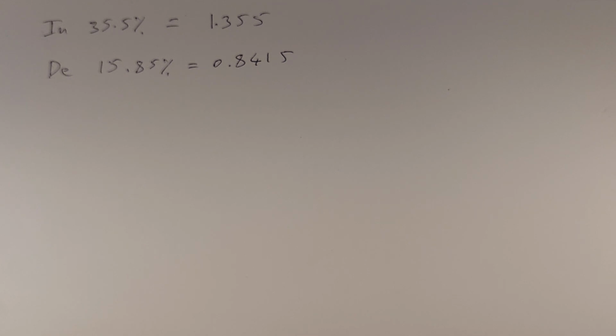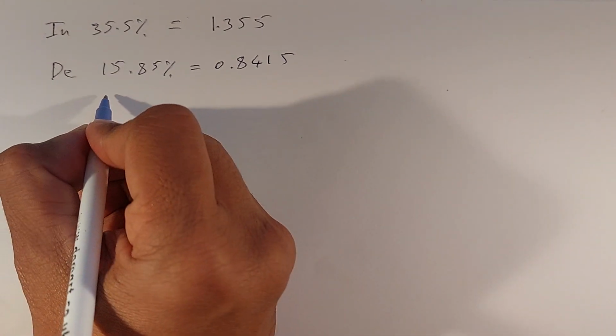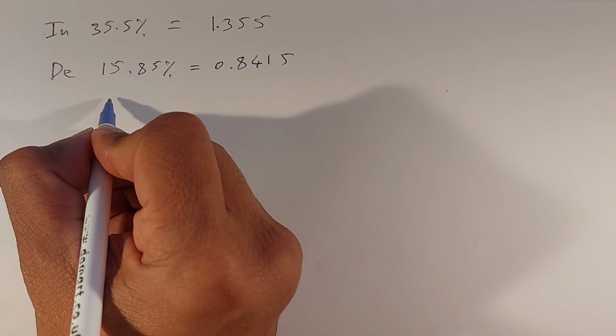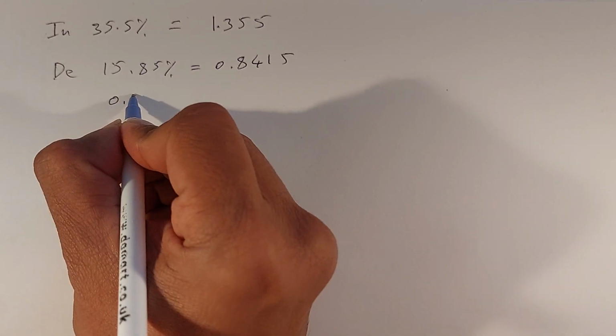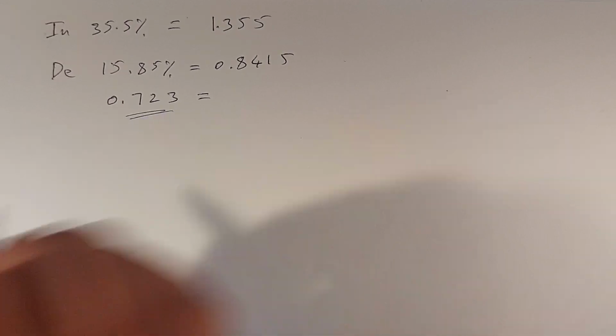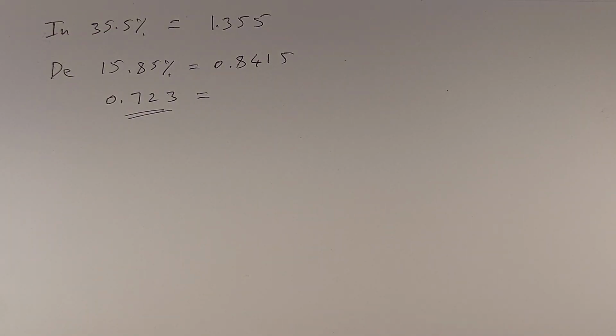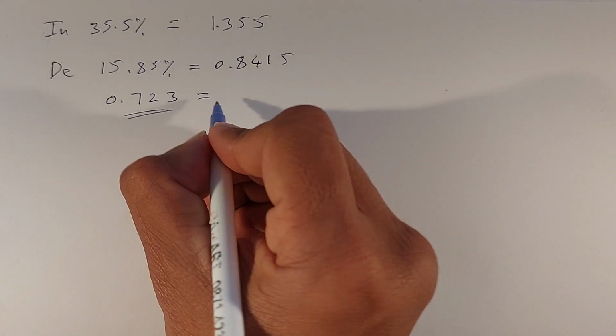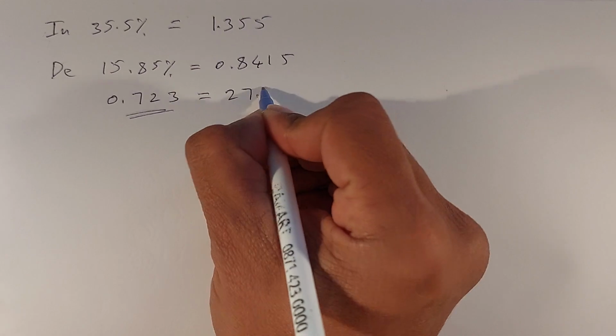Now if they gave you some value in decrease basically, we are using this multiplier, 0.723. This is my multiplier. So what is my percentage? To get my percentage, we will do 100 minus 72.3. That's it. It will give us 27.7. So it is getting decreased by 27.7.